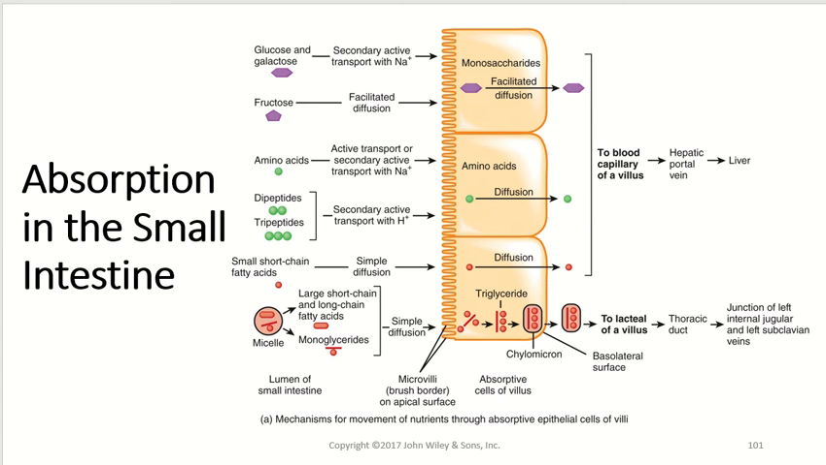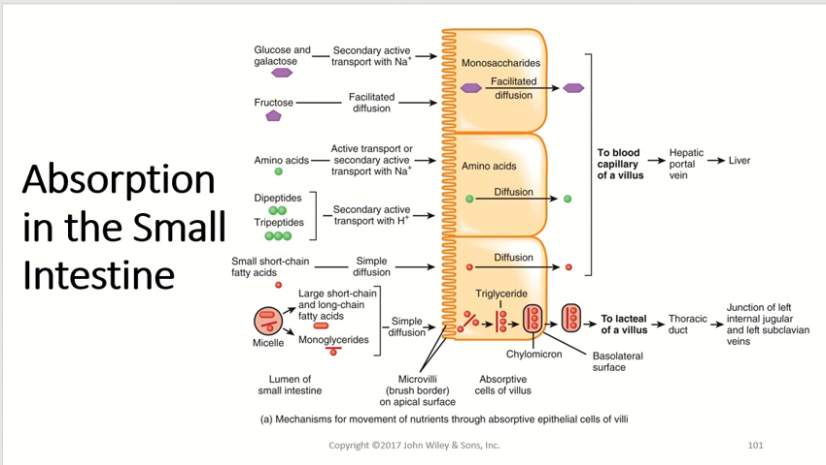Next, we have our small short-chain fatty acids and our triglycerides. Our small short-chain fatty acids are able to use just simple diffusion. They're going to slide right on through that cell membrane, and then they're going to diffuse out the other side, where they will, as we've said before, empty into the blood capillaries of the villus. That's going to flow into the hepatic portal vein. That's going to empty into the liver.